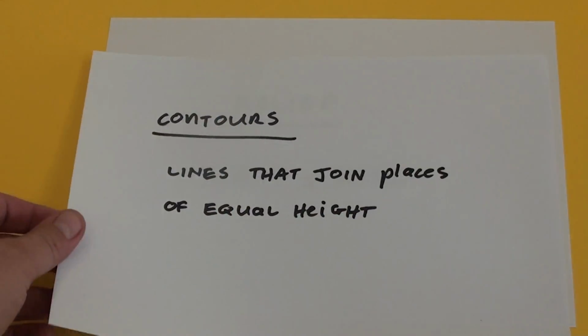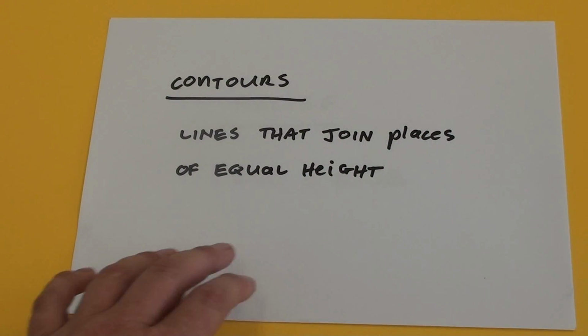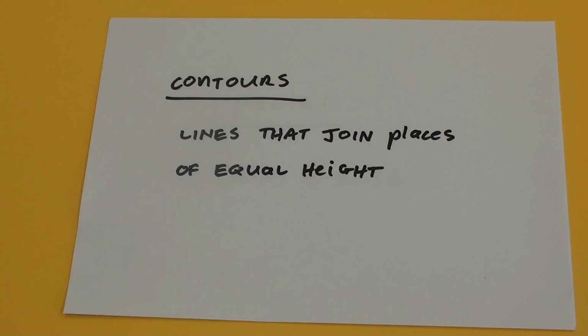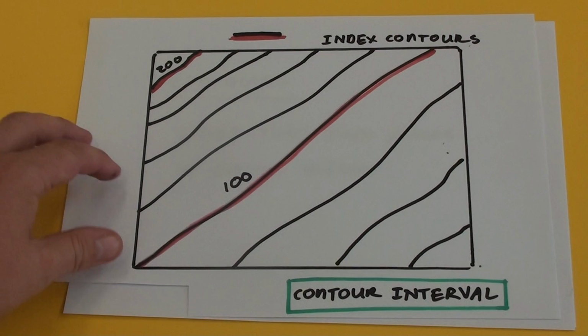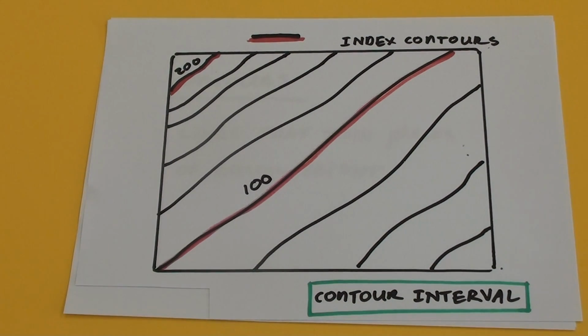Now, contours are lines that join places of equal height. So everywhere along a particular contour is of the same height. So if I show you this contour map over here, everywhere along this line over here is 100 meters above sea level. Everywhere along that line over there is 200 meters above sea level. So, everywhere along that particular line is the same height above sea level.